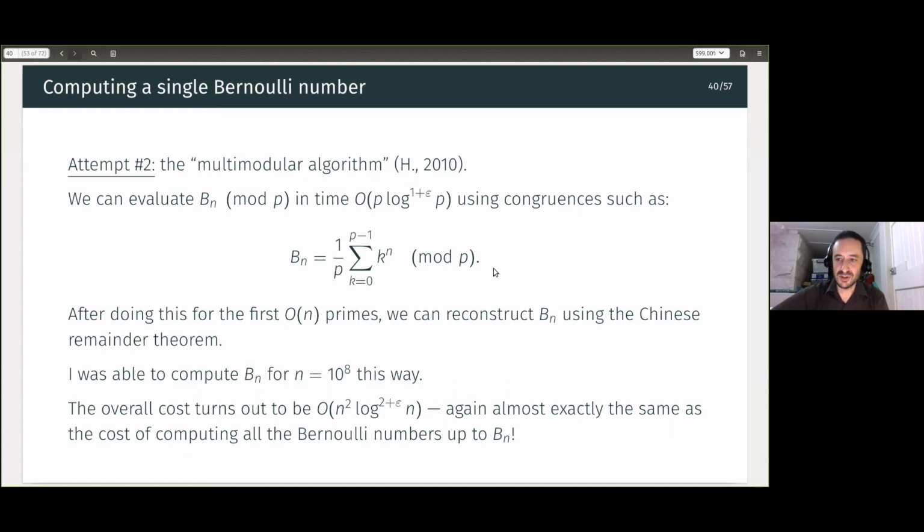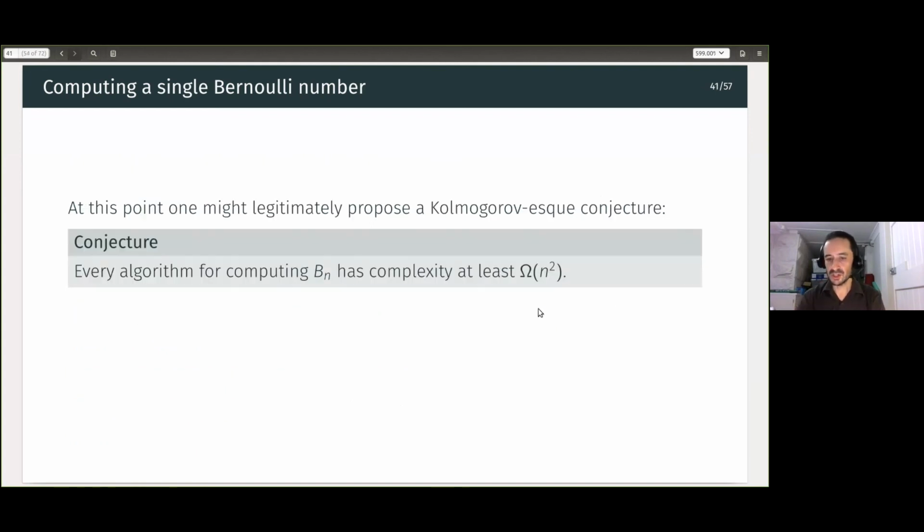And so this is very interesting. We've got two completely different algorithms for computing these Bernoulli numbers, which are quadratic time. So you might say, well, okay, like what Kolmogorov said for multiplication, maybe n squared is the best you can do. Well, in fact, it is not.